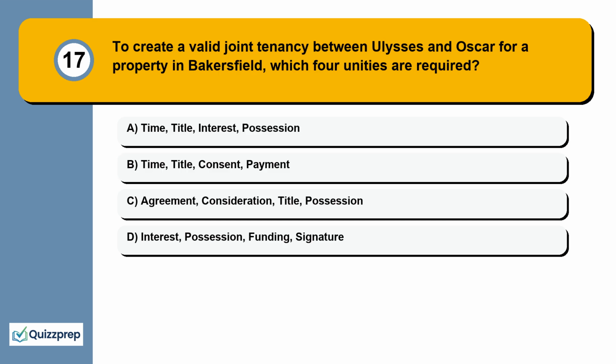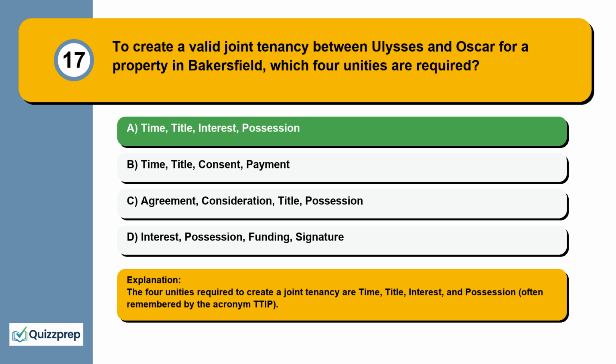Question 17. To create a valid joint tenancy between Ulysses and Oscar for a property in Bakersfield, which 4 unities are required? Time, title, interest, possession. Time, title, consent, payment. Agreement, consideration, title, possession. Interest, possession, funding, signature. The 4 unities required to create a joint tenancy are time, title, interest, and possession, often remembered by the acronym TTIP.